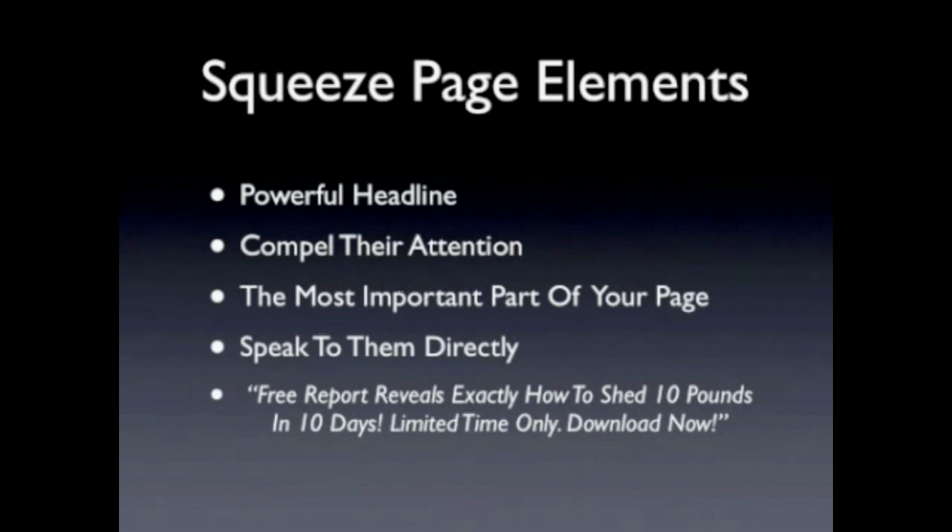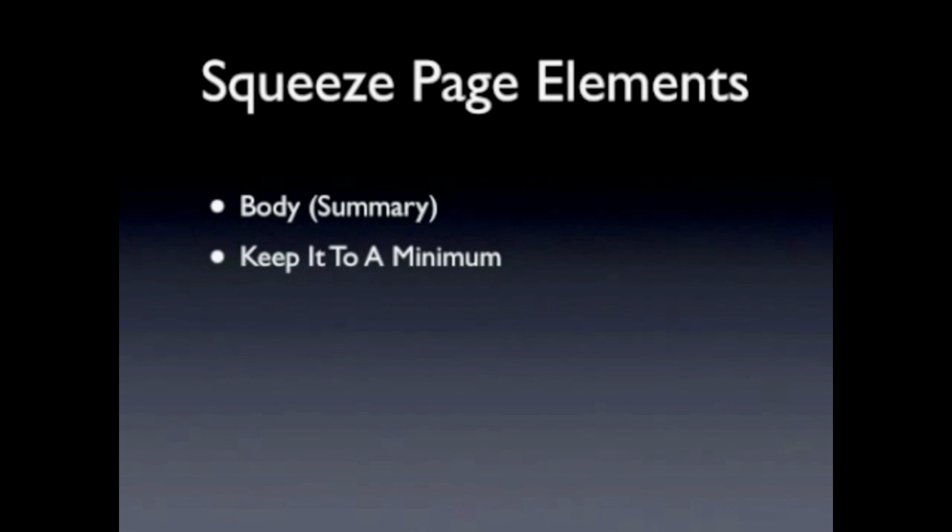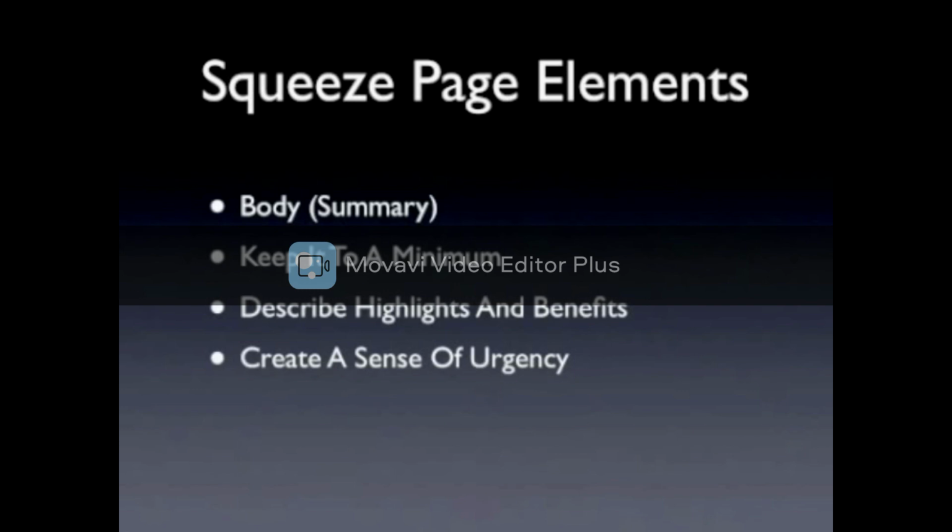Body summary. With squeeze or landing pages, you should typically keep the body text to a minimum, describing only the highlights and benefits of subscribing to your list, as well as a brief overview of what your subscriber can expect to receive once a confirmed member. You need your headline to meld with your body text to create a sense of urgency and motivate them to sign up quickly before your offer is gone.